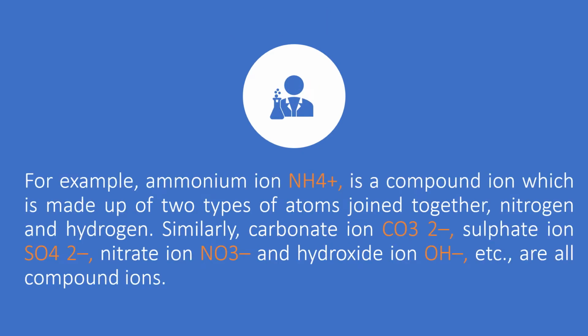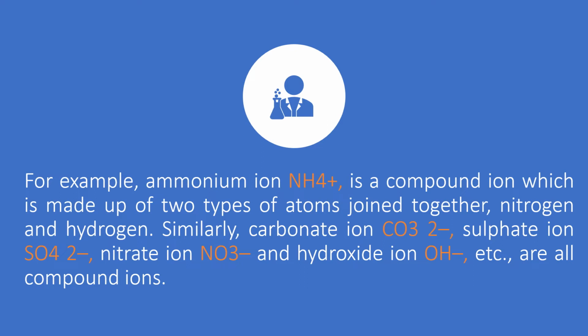Now let's see some examples, like the ammonium ion, NH4+. Here you can see N, nitrogen, plus 4 atoms of hydrogen are present. It is an example of a compound ion which is made up of two types of atoms joined together. The first atom is nitrogen and the other type of atom is hydrogen. So together they are forming a compound ion. Similarly, nitrogen and hydrogen combine together to form the ammonium ion only.